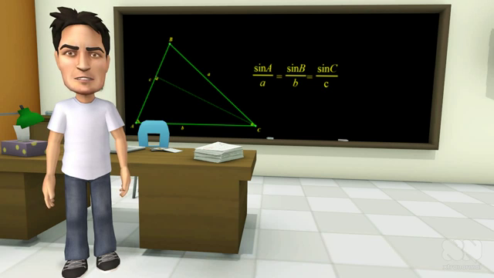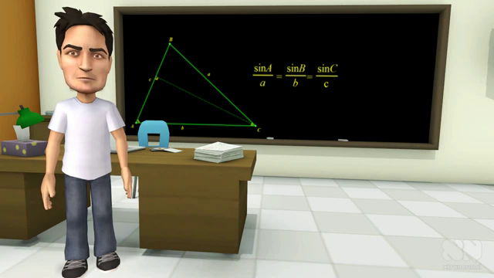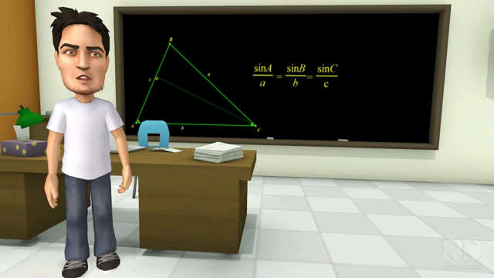That is because the sine of an angle is equal to the sine of its supplement. To resolve this, the calculator gives the acute angle. Therefore, you need to be aware of this when using law of sines.